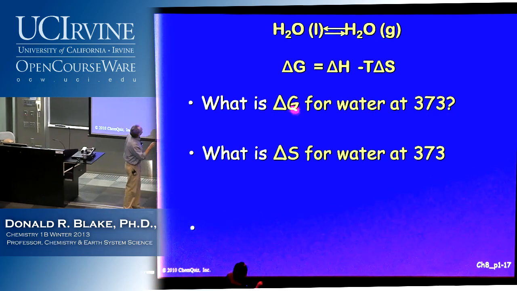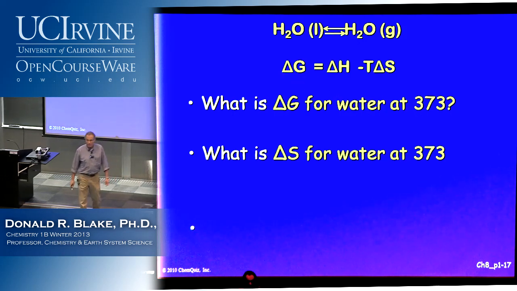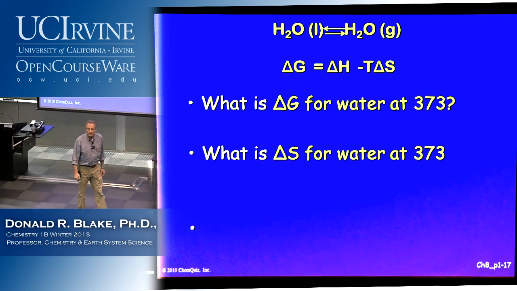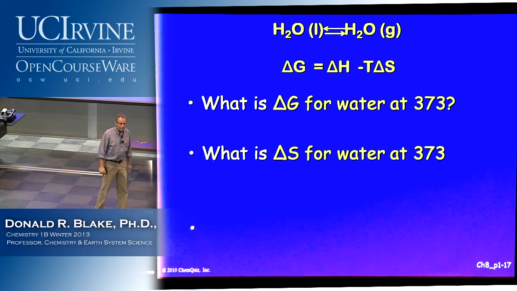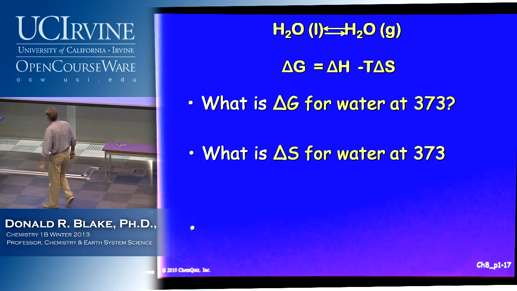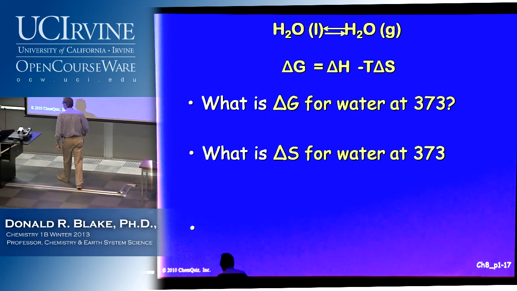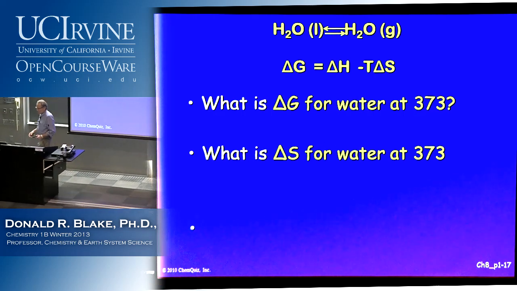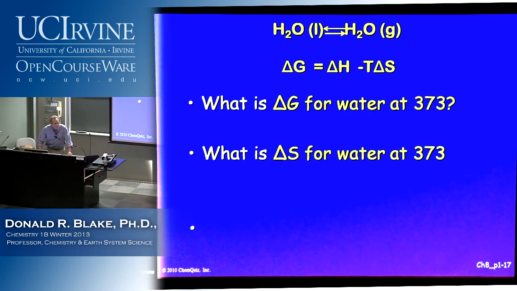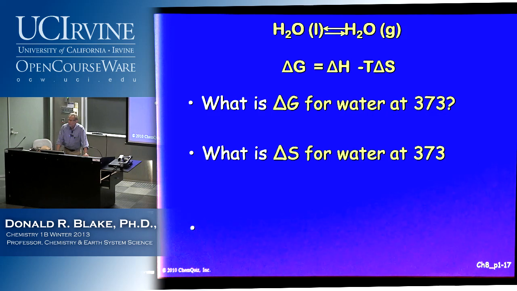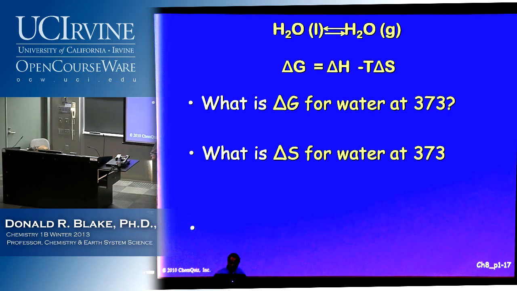So I'm saying, what is the delta G for water at 373? What happens at 373 to water? It boils. Delta G is equal to 0 at phase changes. Better write that down. Delta G is equal to 0 at a phase change, because at a phase change we're at equilibrium.